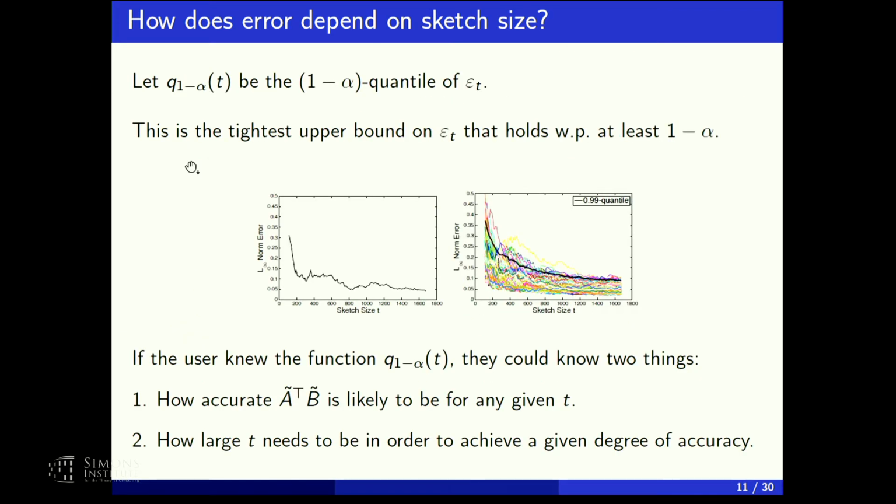Okay. All right, so I'm going to call the quantile function q sub 1 minus alpha of t. So the probability that I'd like to have for an error bound, let's say, is 1 minus alpha.